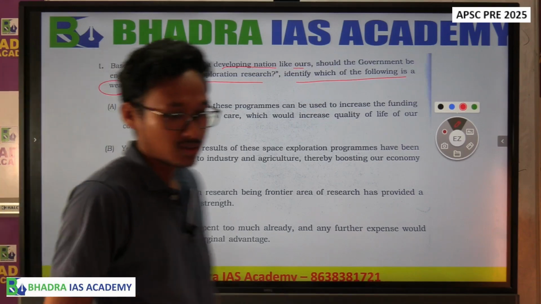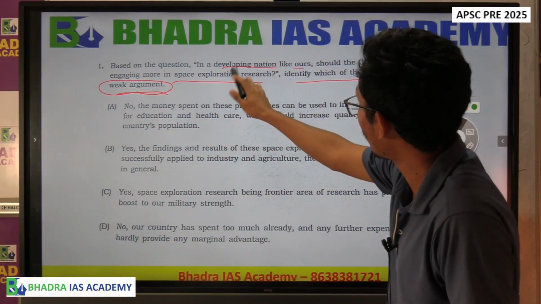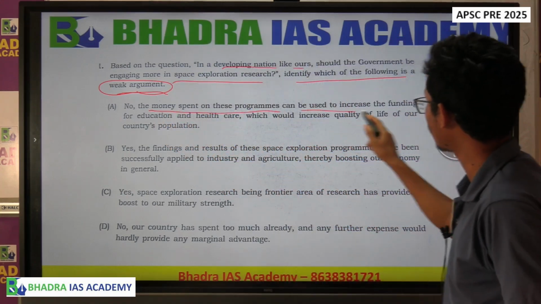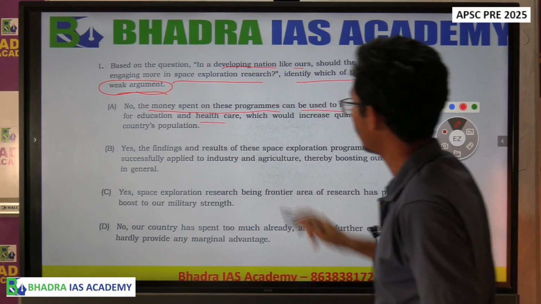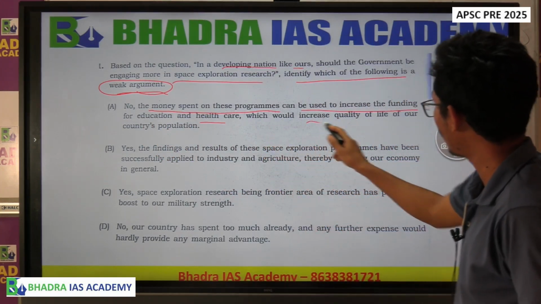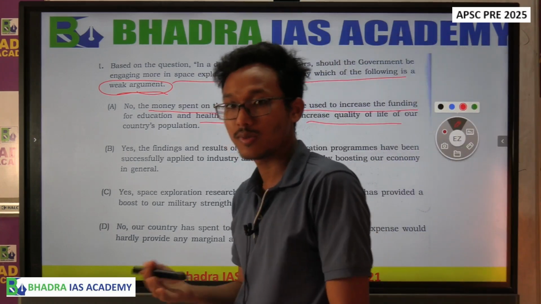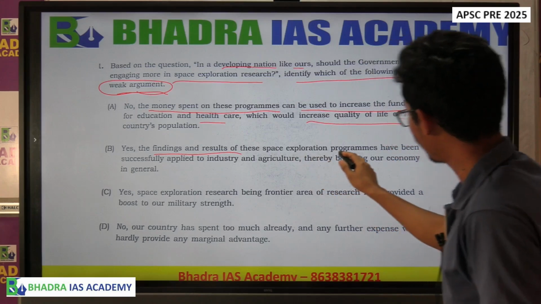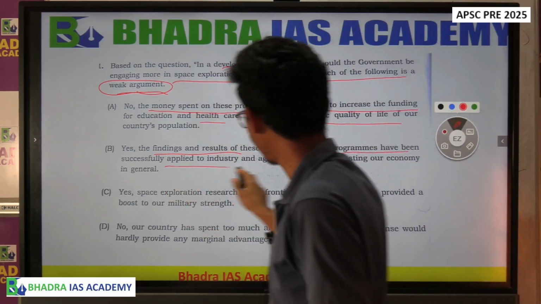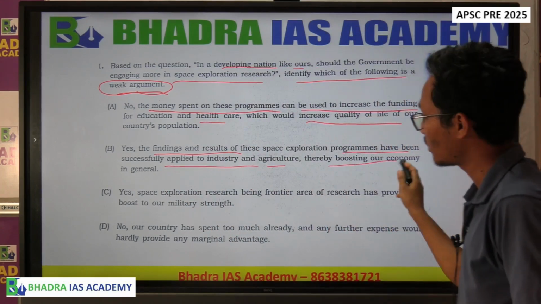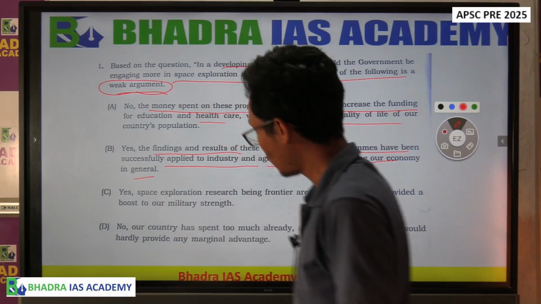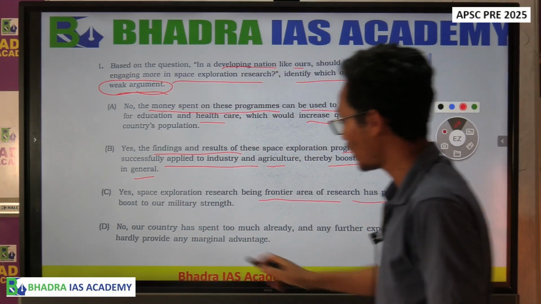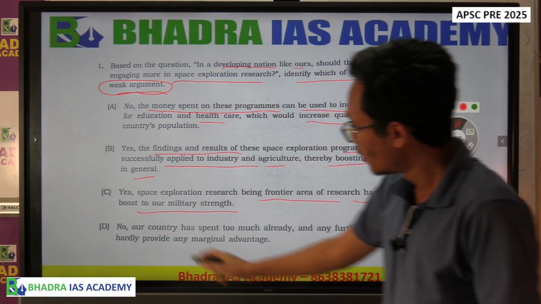Let's read the first one: No, we do not need it for space exploration research. No, the money spent on these programs can be used to increase the funding for education and healthcare, which would increase the quality of life of our country's population. Yes, valid. Yes, the funding and results of these space exploration programs have been successfully applied to industry and agriculture, thereby boosting our economy in general. Okay, this could be possible. Yes, space exploration research, being a frontier area of research, has provided a boost to our military strength. Yes, okay.